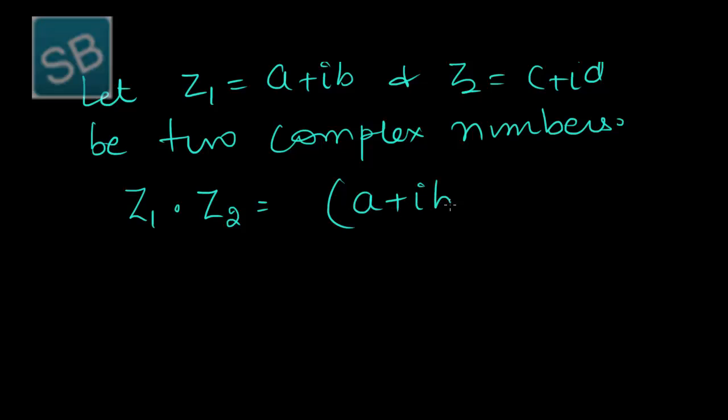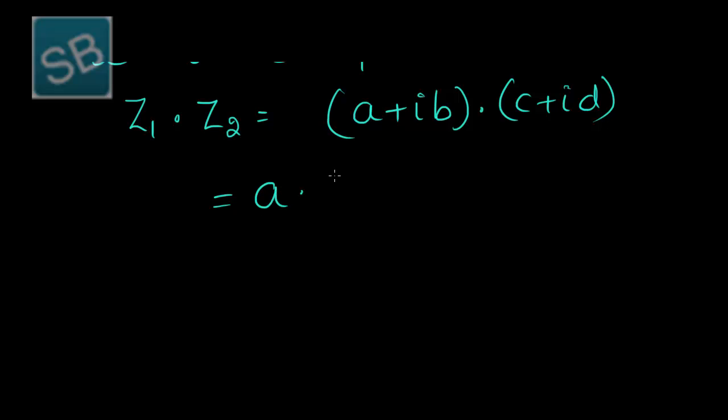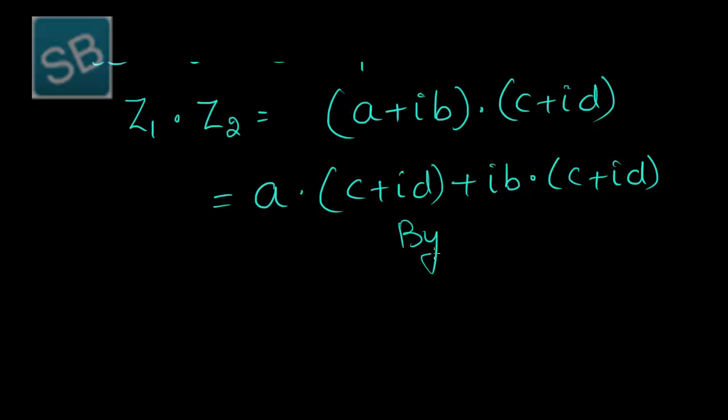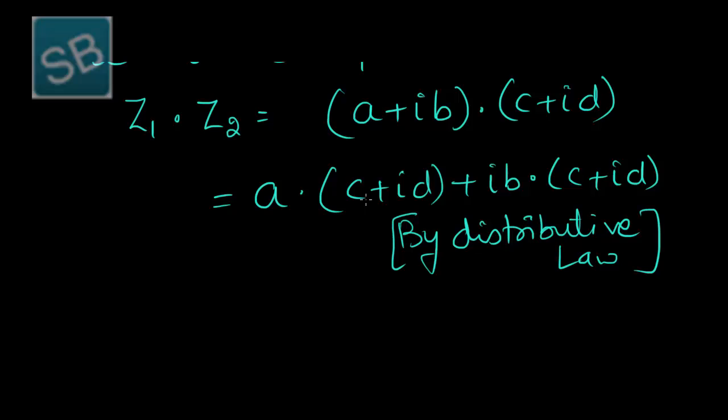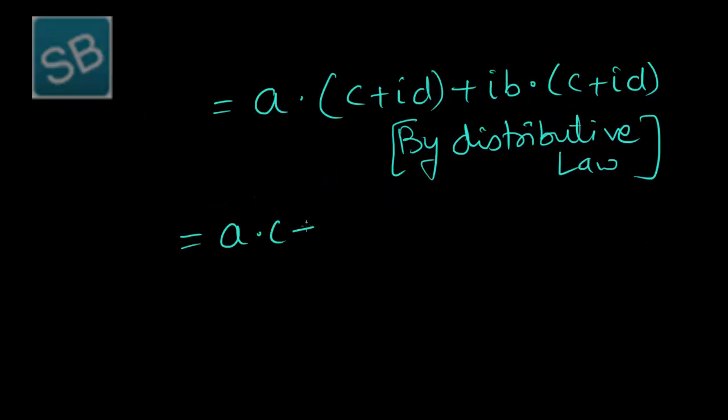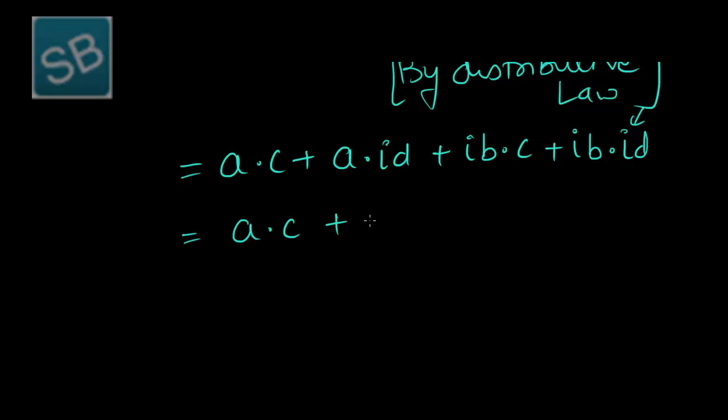That is, write in the bracket a plus iota b into c plus iota d. So by using distributive law, we can say that a into c plus iota d plus iota b into c plus iota d. Again we use distributive law, that is a into c plus a into iota d plus iota b into c plus iota b into iota d. Here again we are using distributive law in both these steps. So we can write it as a into c plus iota a into d plus iota b into c plus iota into iota is iota square into b into d. And as we know that iota square is equal to minus 1.